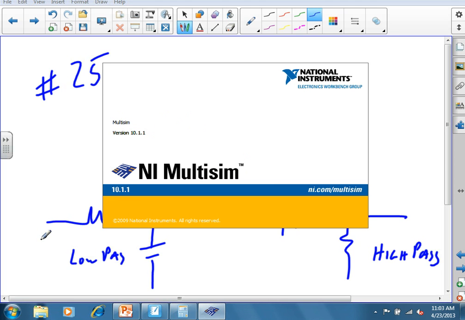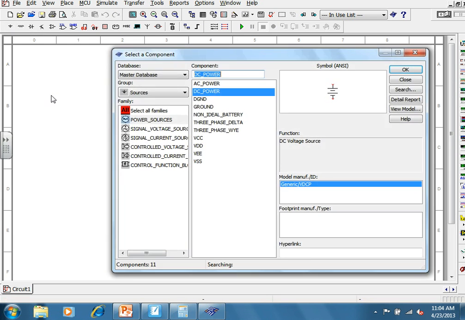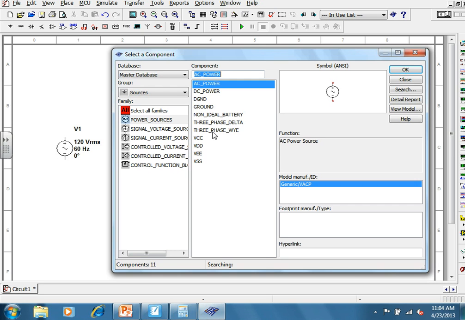Luckily, we do have a Bode plot that we can use to plot the curve for us, and we won't have to worry about it. Okay, there we go. So what do we need? We need an AC power supply, 1, 2 of them. We'll need a couple grounds.